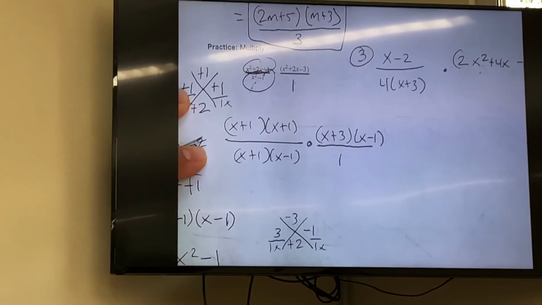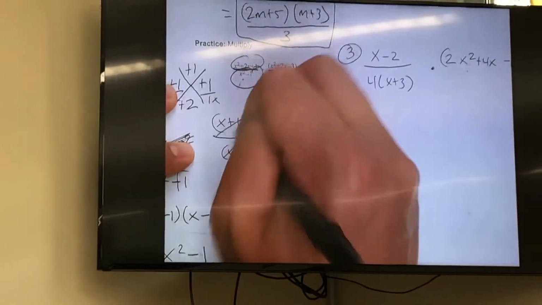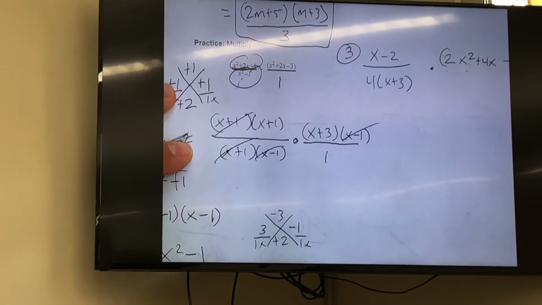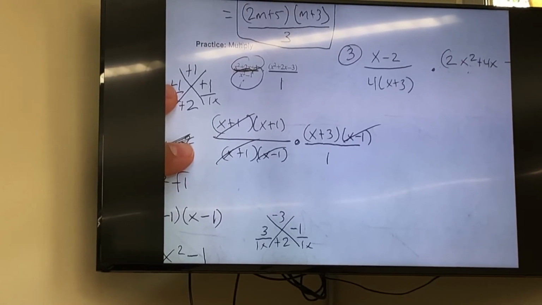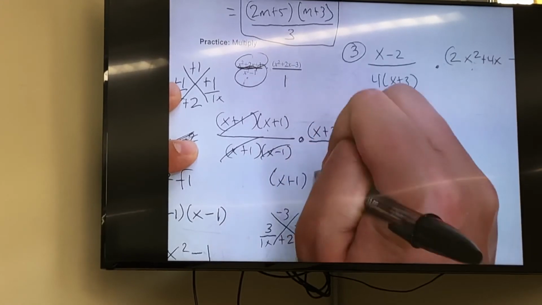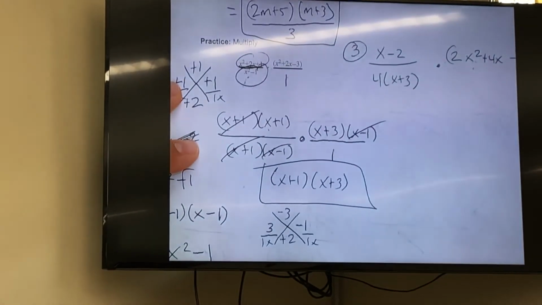Ooh, the fun part. Miss May, what cancels? The x plus 1s. Boom. What else? The x minus 1s. Boom. Okay, nothing left on the bottom, right? So no reason to write it as a fraction. We're left with our x plus 1 and x plus 3, the end.